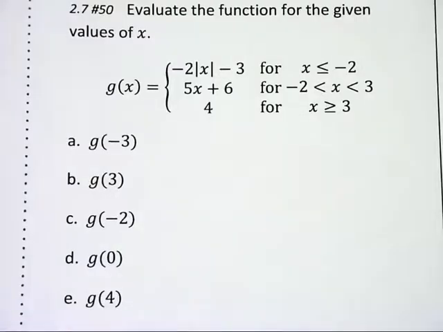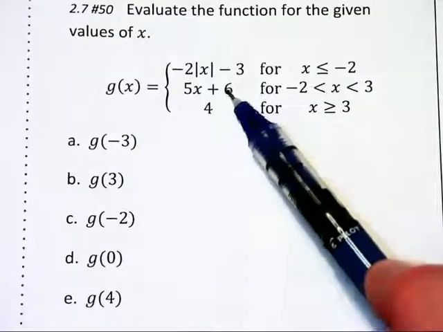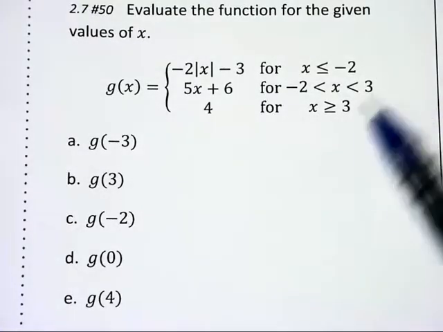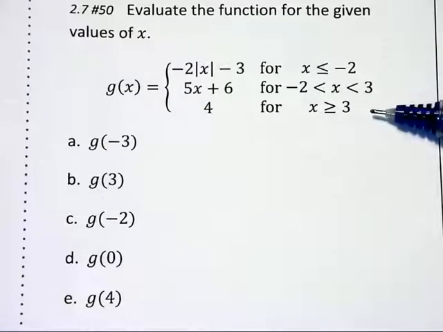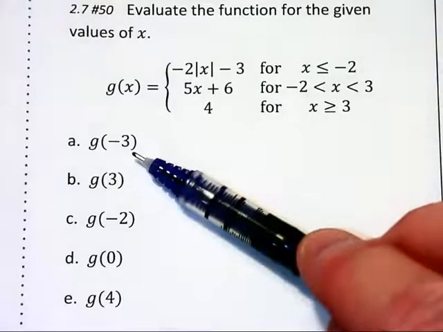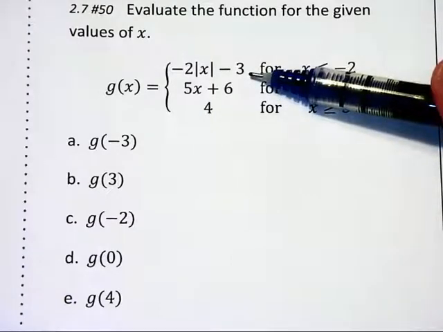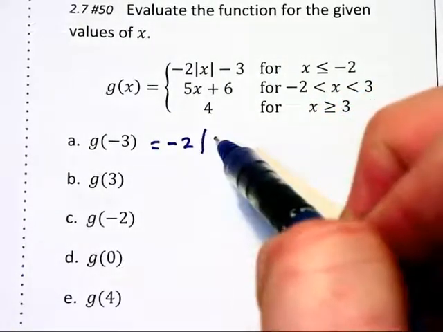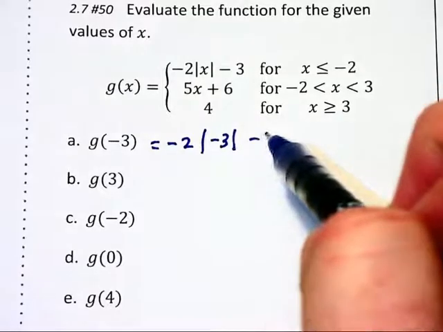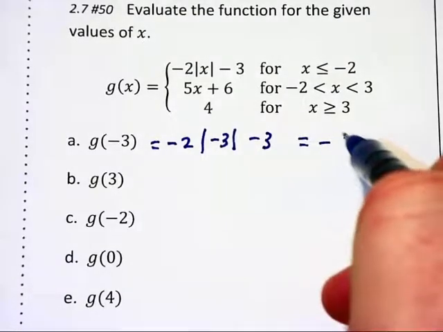Now we begin our first piecewise function. We have a function g of x which is equal to 3 different things depending on which x values are being substituted in. For simplicity, let's call this the top, the middle, and the bottom part of the function. To find g of negative 3, we need to see that negative 3 is less than negative 2. So negative 3 is going to be substituted into the top part of this function. And this is going to equal negative 2 times the absolute value of our input, negative 3, minus 3. That's negative 2 times 3, which is negative 6, minus 3, equals negative 9.